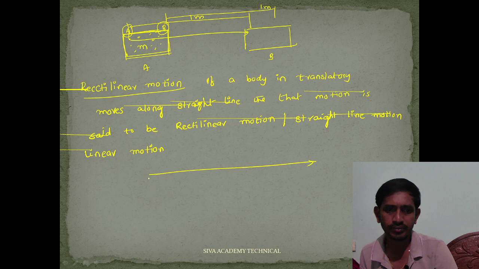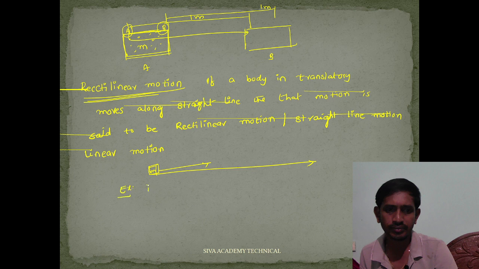Now, the body which is moving, if the body is translatory, means all the particles of the body are moving in the direction of a straight line. Therefore, that motion is called rectilinear motion. I can take simple examples here.